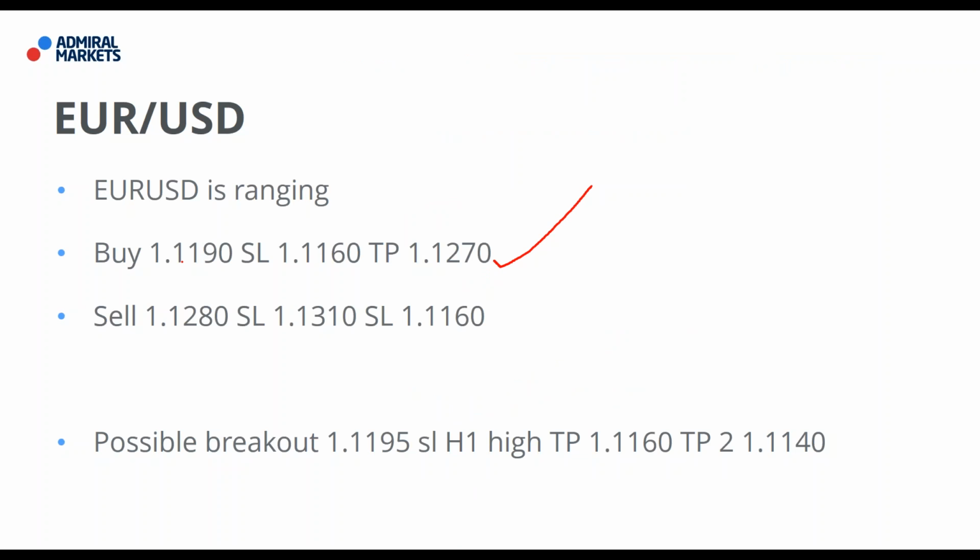If it gets back to 1.1190, we could buy it with a stop loss 1160, target 1270, or sell it around 1280, stop loss 1310, TP 1160. Yeah, this is a typo, it is TP. Possible breakout 1.1195, stop loss H1 high, TP 1160, 1140. Now let's see that on our live chart.